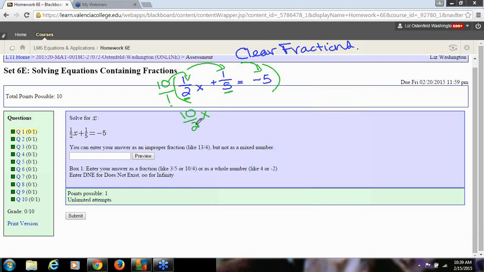And what is 10 divided by 2? 5x. Same thing here. I'm going to have 10 times 1 is 10, 1 times the 5 is 5, and 10 divided by 5 is 2. Equal sign, equal sign. 10 times negative 5 is negative 50, and that's a whole number, so I didn't have to do any simplifying. So from here, now this is easy, right? 5x plus 2 equals negative 50.